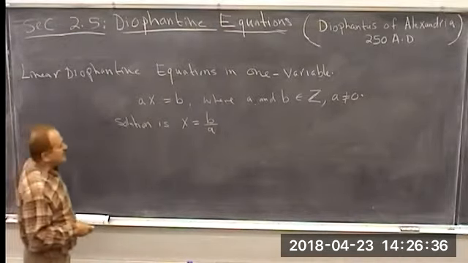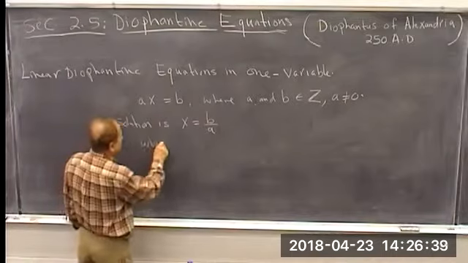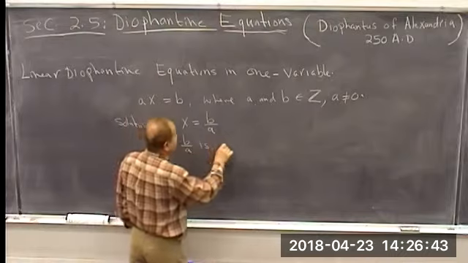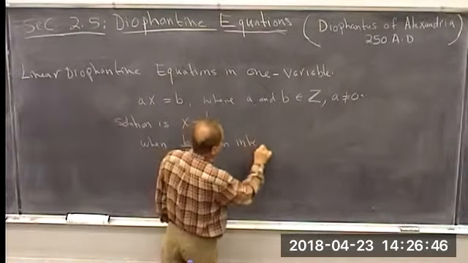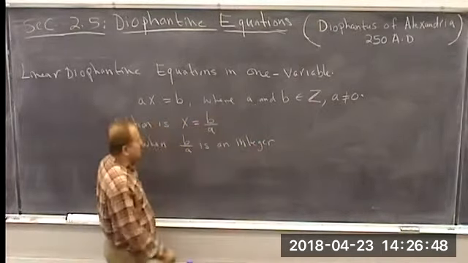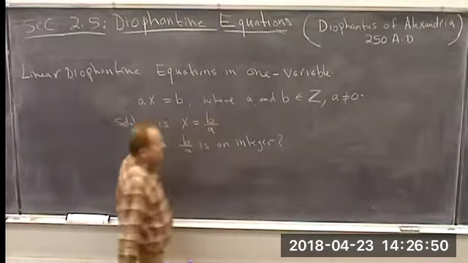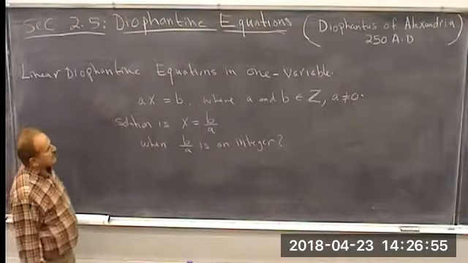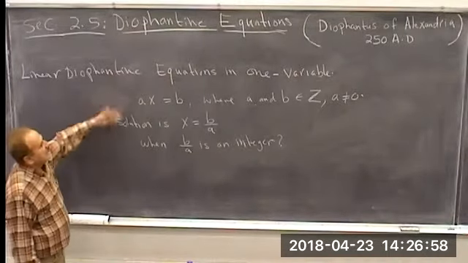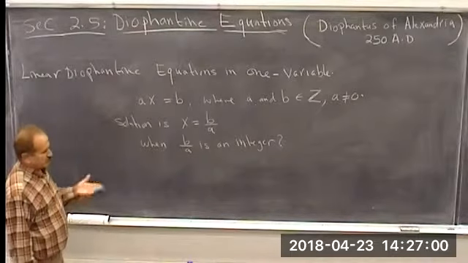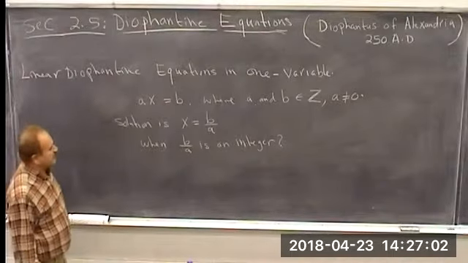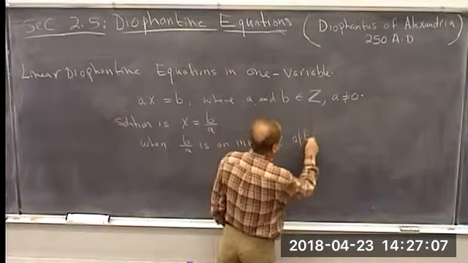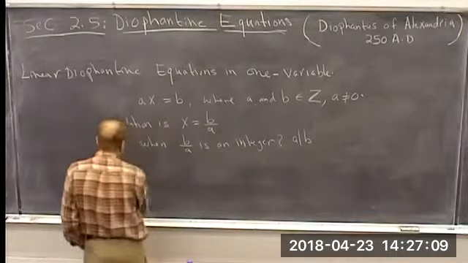Now the question is, when is b over a an integer, all right? And this is going to give us the necessary condition for the equation to be solvable, in having an integral or integer solution. So the answer is, of course, if a divides b.